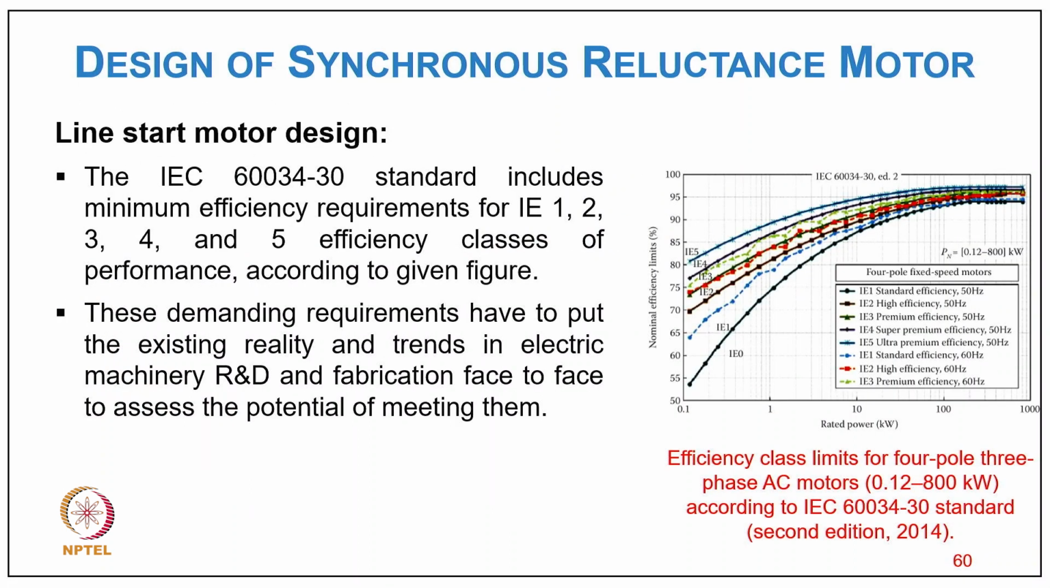fabrication experience. You can see the IEC 60034-30 standard includes the minimum efficiency requirements of IE1, 2, 3, 4 and 5 efficiency classes of common performance according to the given figures. As you can see in the figure, there are different standards for 50 Hz and 60 Hz, and the demanding requirements have to put the existing trends in electric machinery R&D and fabrication face to face to assess the potential of meeting them.